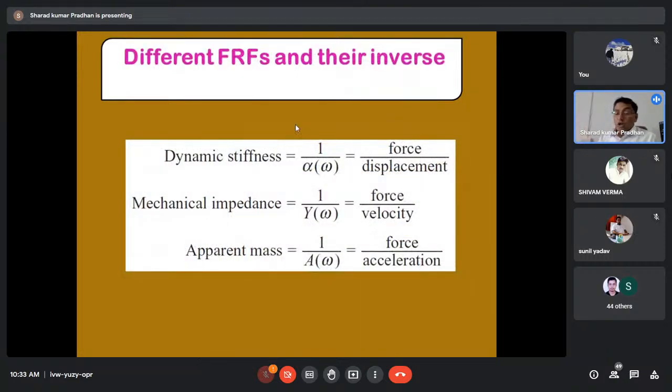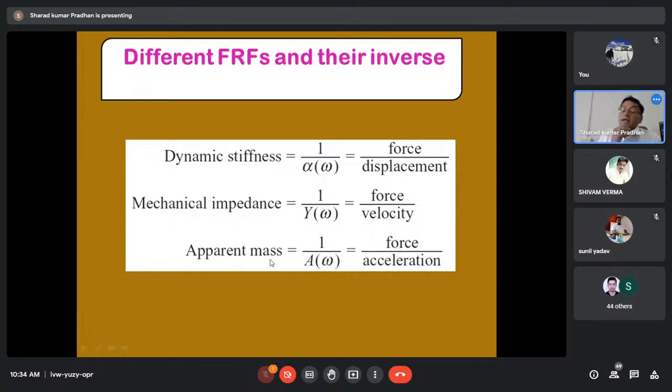And if you take the reciprocal of alpha omega, the displacement FRF, we will get dynamic stiffness. If we take the mobility FRF reciprocal, we are going to get mechanical impedance. And if we take acceleration, this A represents acceleration, this represents velocity FRF, and this represents displacement FRF. So the reciprocal of displacement FRF is dynamic stiffness; the reciprocal of mobility FRF or velocity FRF is mechanical impedance, and the reciprocal of acceleration FRF is apparent mass.